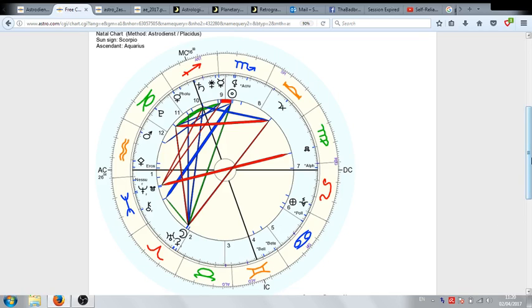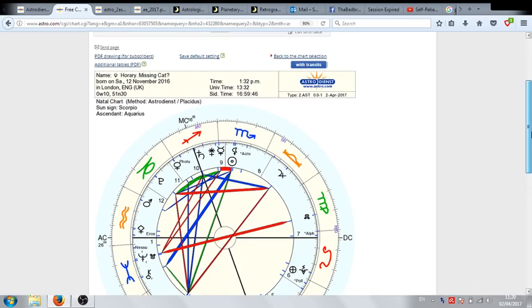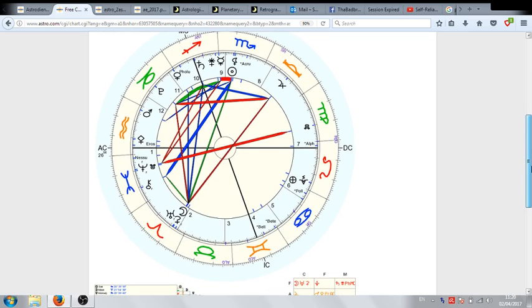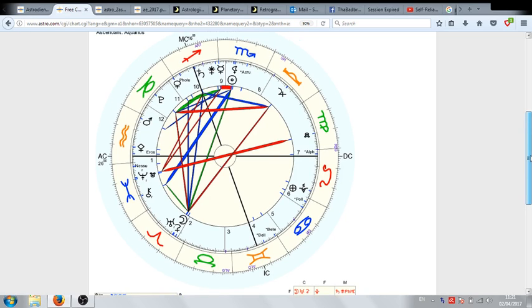And today I'm going to show you how you can locate lost objects and or missing people or lost animals using Horary Astrology. Now, on Saturday the 12th of November 2016, a friend of mine texted me and asked if I would be able to help her locate her lost cat. A cat had gone missing and she wanted help locating the cat. She asked if I could generate a horary chart to help her locate where the cat actually was.